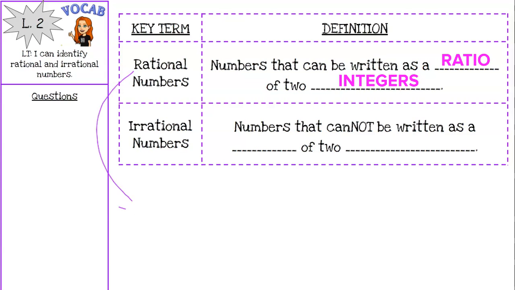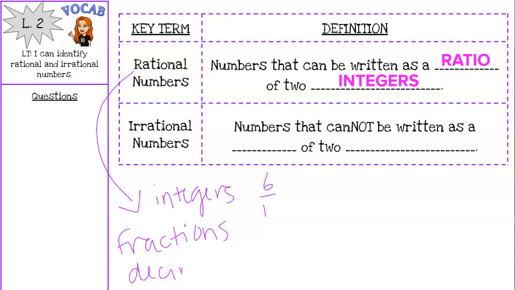So we talked about rational numbers in our vocab with our Frayer model, and we had integers are rational, because we can write 6 as 6 over 1. Fractions are rational. And those ending and repeating decimals. So if they end or they repeat, then they are rational numbers.